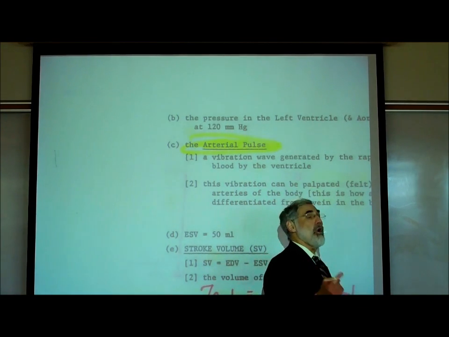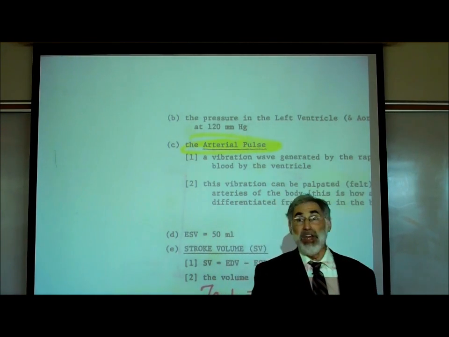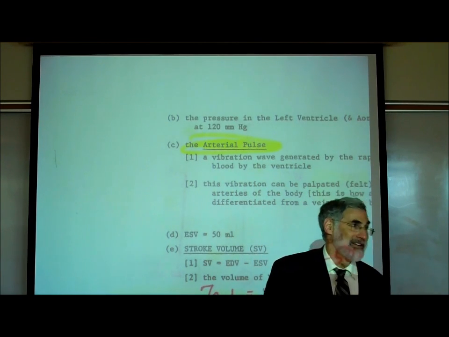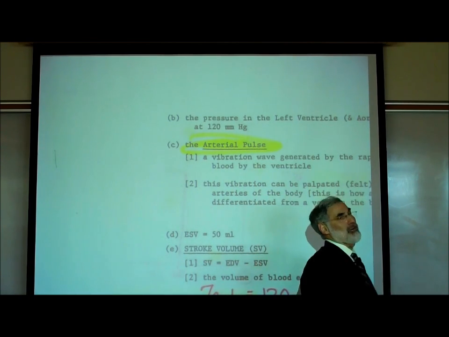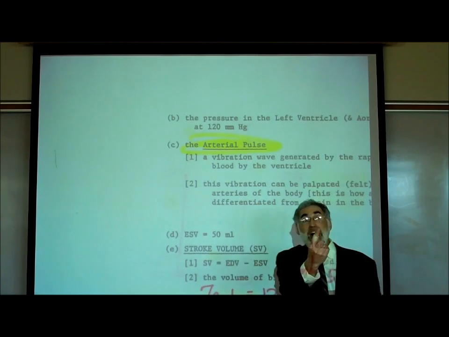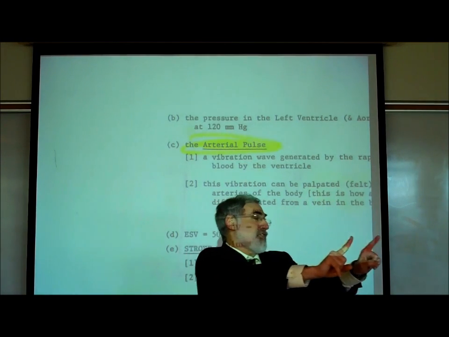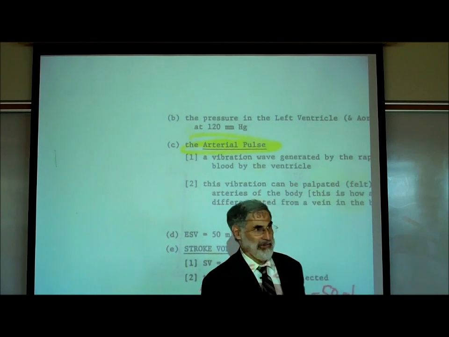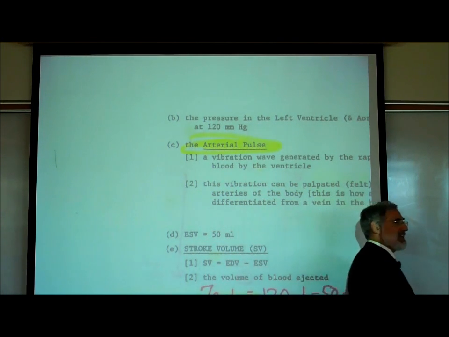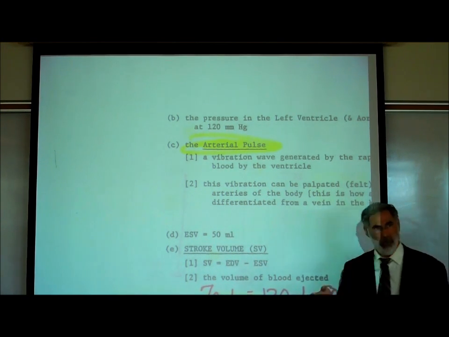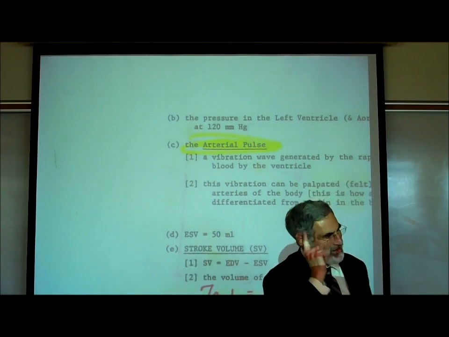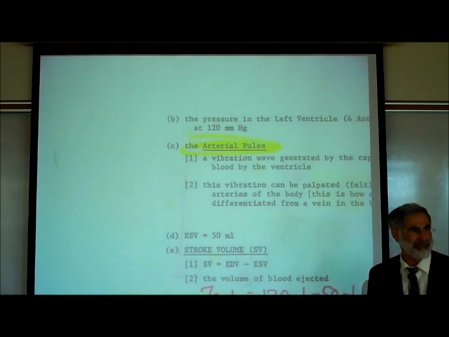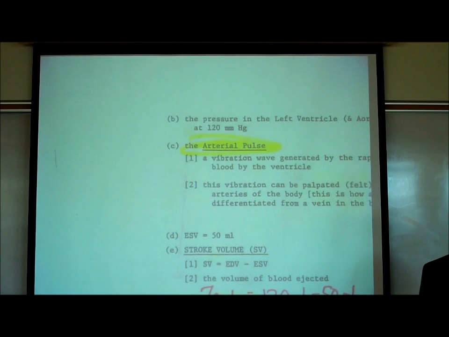There is no pulse in a vein. There is a blood pressure in a vein, but there's no vibration wave. So if you had magic fingers and could feel blood pressure, you should be able to feel pressure in a vein. You will feel nothing. What you are feeling is a vibration wave called a pulse. Is everybody clear on that? Because you can bet I'm going to ask you about that. That's the heart rate.